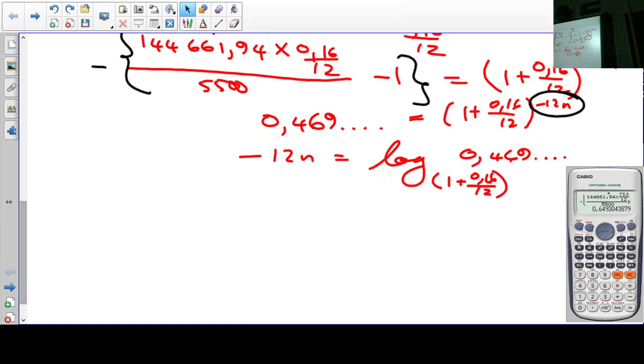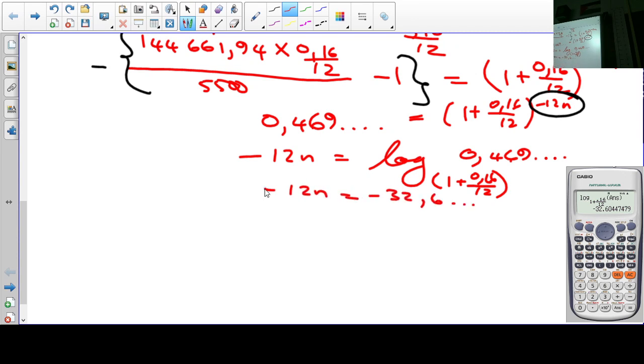Again we put it in a calculator. We put this log base 1 plus 0.16 over 12. You can put the 0 in front of it, doesn't matter. And that answer was the answer we calculated. So it gives you negative 32.6 months. So negative 12n equals negative 32.6, and of course the number goes on. Divide by negative, so 12n is equal to 32.6 months.